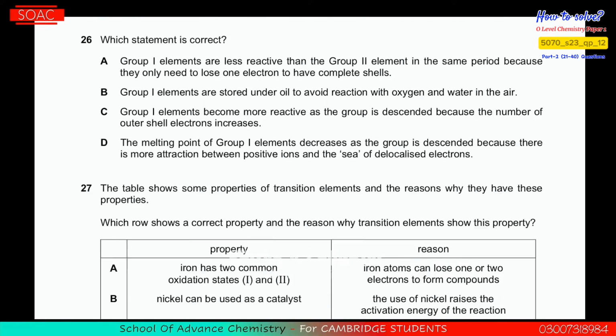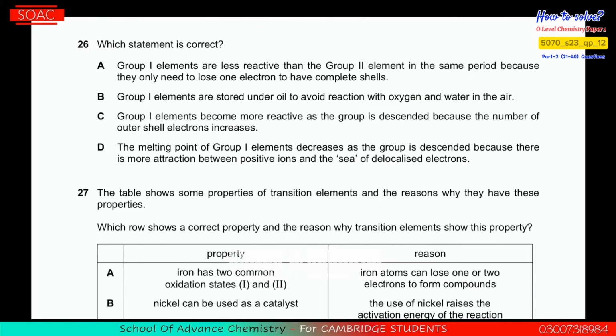Question number 26, which statement is correct? Option A, group 1 elements are less reactive than group 2 elements in the same period because they only need to lose one electron to have complete shells. They are not less reactive. They are basically more reactive. Group 1 elements are more reactive.